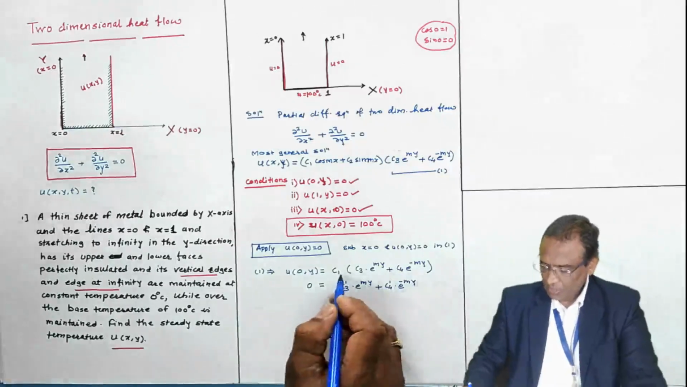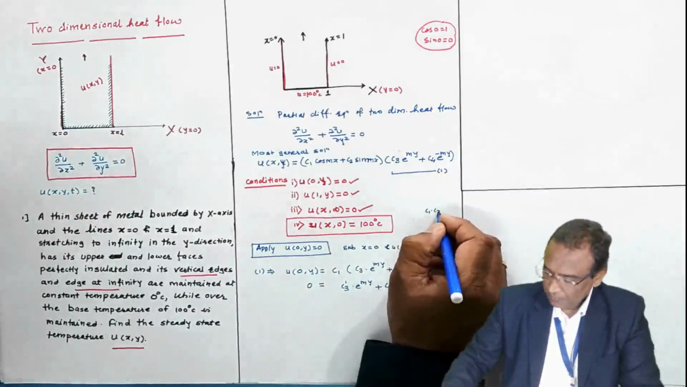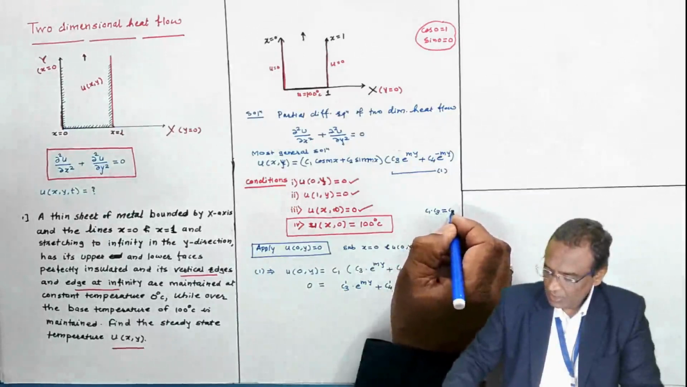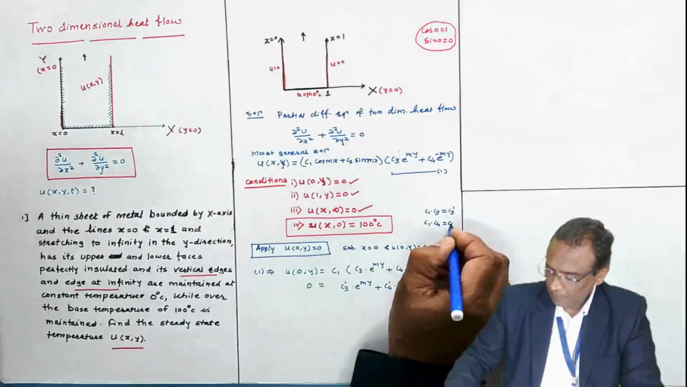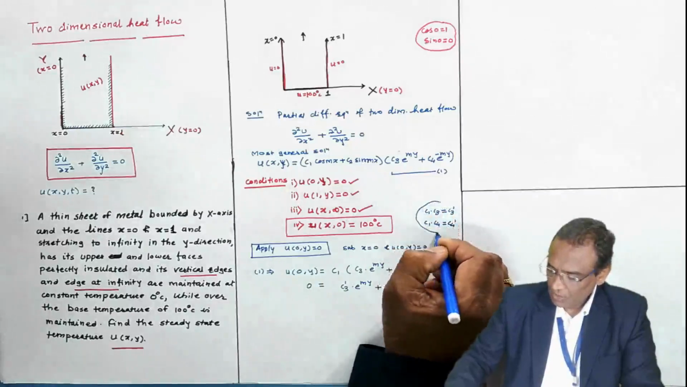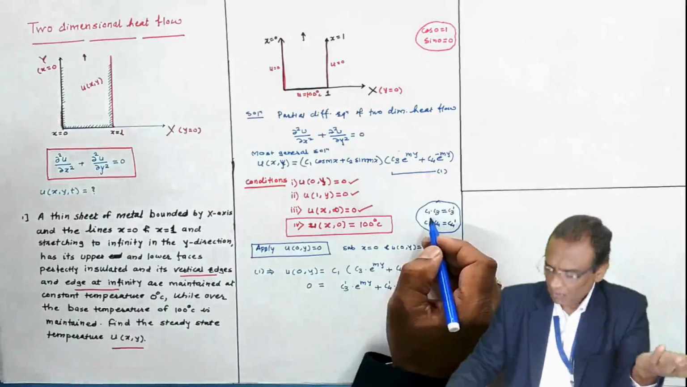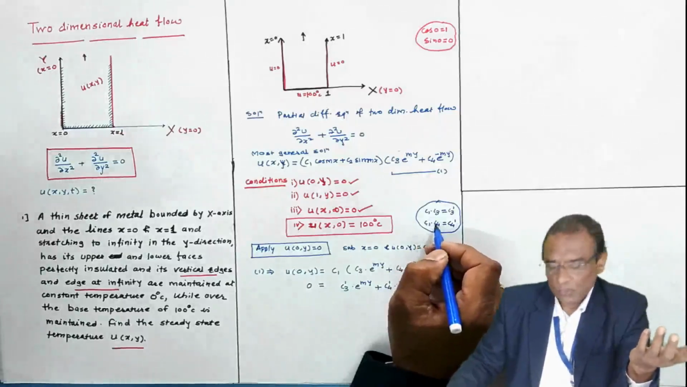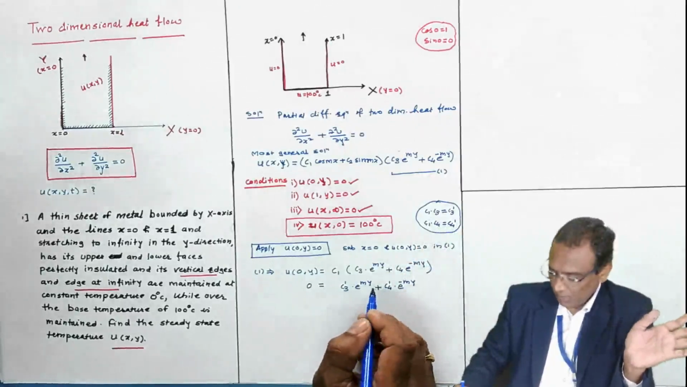What I have done, c1 into c3, I have written c3 dash, and c1 into c4, I have written c4 dash. Okay, all are general constants. If you multiply these two general constants, the third general constant you get. If you multiply these two, then the next general constant will be obtained. So for convenience I have done so.